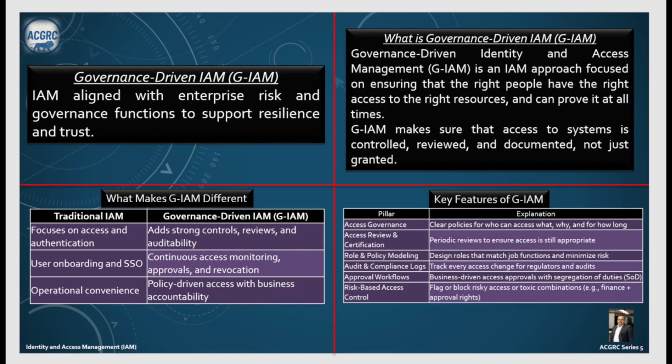Key features of GIAM: well, it helps with clear policies for who can access what, why, and for how long. It helps with periodic review to ensure access is still appropriate. It designs roles that match job function and minimize risk. It tracks every access change for regulation and audits. It's business driven access approval with segregation of duties in place, and it flags or blocks risky access or toxic combinations.